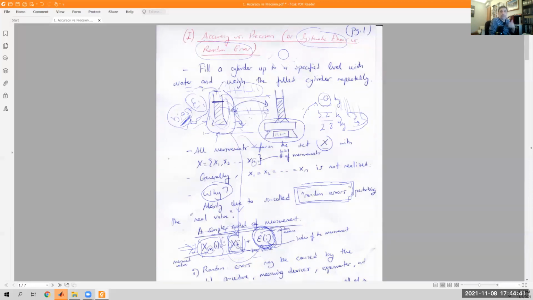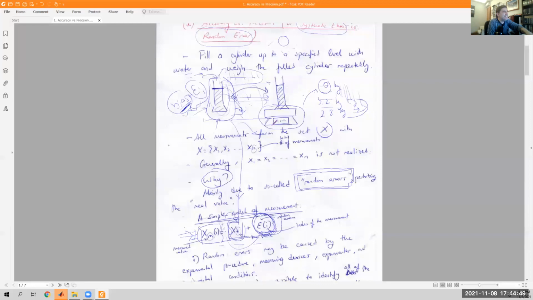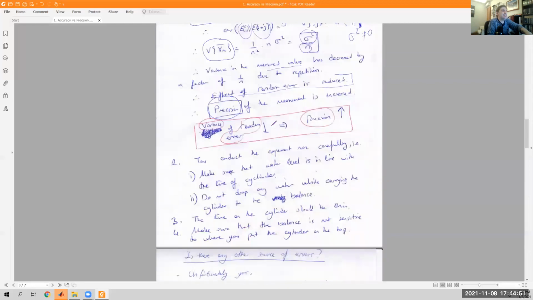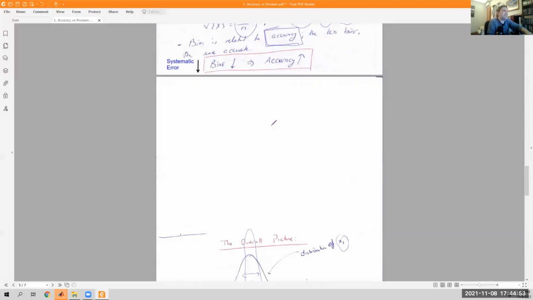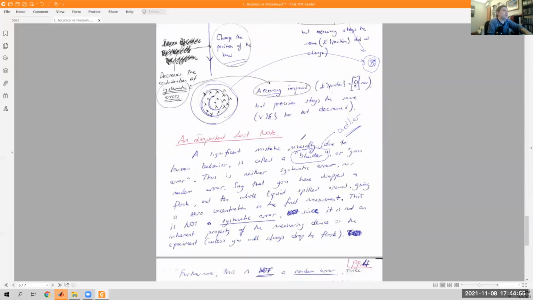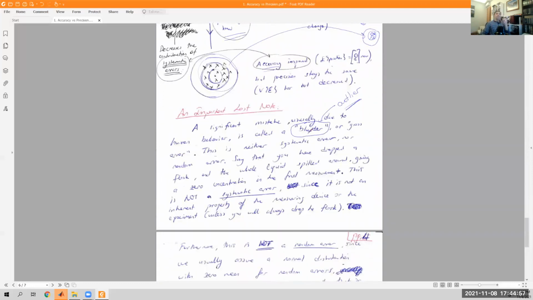Now, you are going to say that, okay, this is a random error or probably a systematic error, because I slipped and spilled all the water. No, it is neither of them. Well, it looks like a bias, but this is actually what we call a blunder, because this is a violation of the experimental procedure.